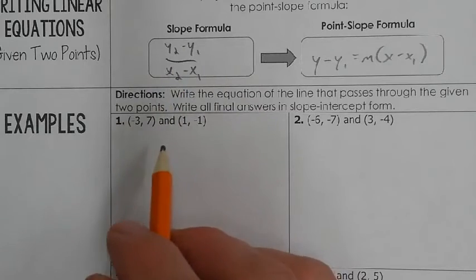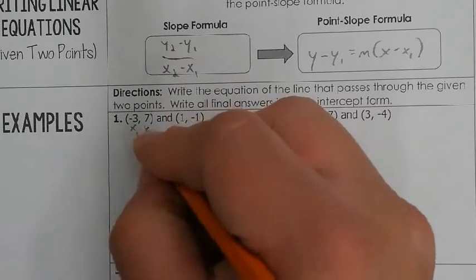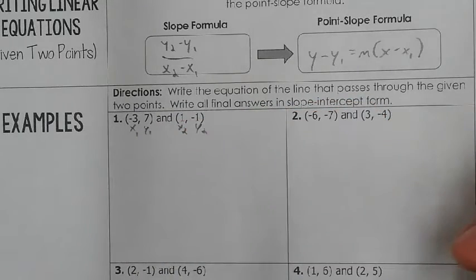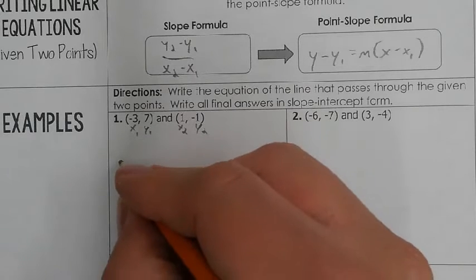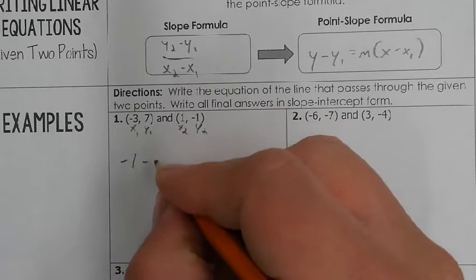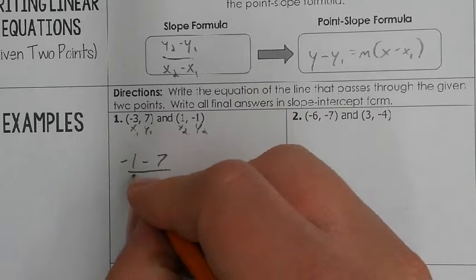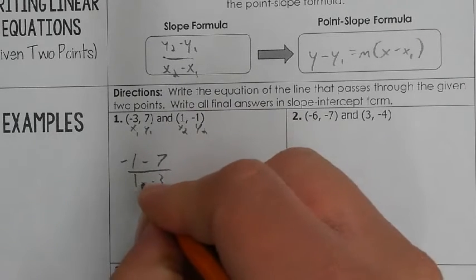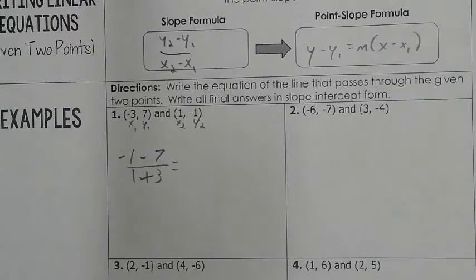So what would our y2 be? Remember, this is x1, y1. This is our second x and our second y. It would be -1 minus 7 over 1 minus 3. Right? 1 minus a -3, which is the same thing as 1 plus 3, adding.